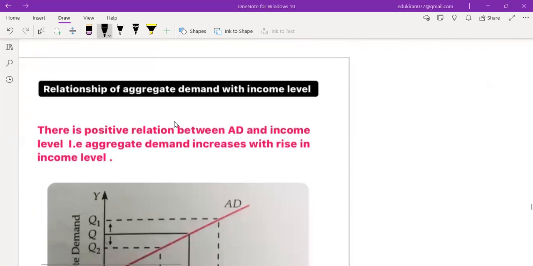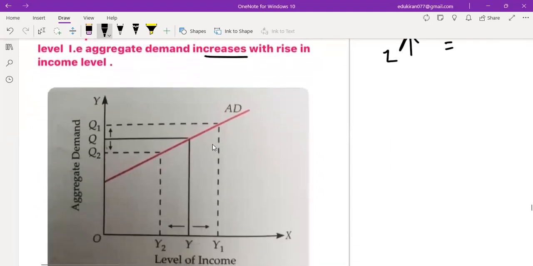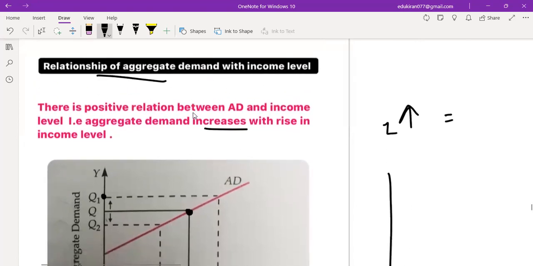Now coming to the next one, the relationship between aggregate demand and income level. There is a positive relationship between aggregate demand and income level. That is, aggregate demand increases with the rise of income. As I told you, if income increases, of course, you will demand more. So when your income increases, automatically your demand will also increase. But if your income falls, then your demand will also fall. This is the relationship of aggregate demand with the income level.